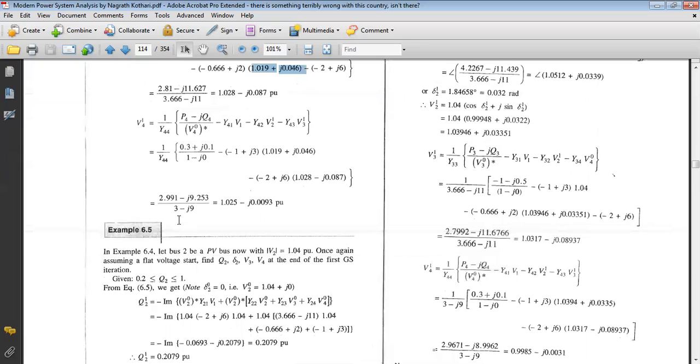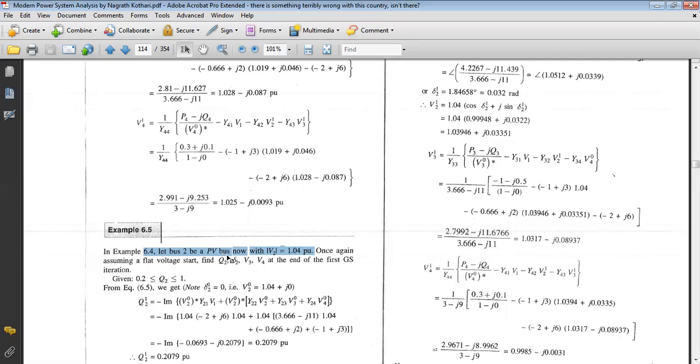Now for this particular problem, consider that bus 2 is a PV bus. If bus 2 is a PV bus, then the voltage magnitude of bus 2, that is the magnitude of V2, is 1.04 per unit. This is given in the question. So we have to determine the unknown quantities at the end of the first Gauss-Seidel iteration.